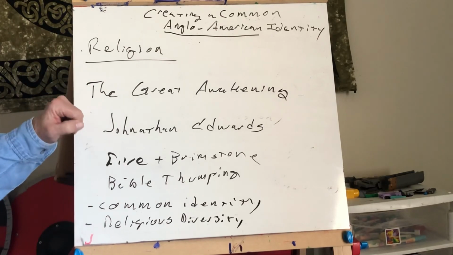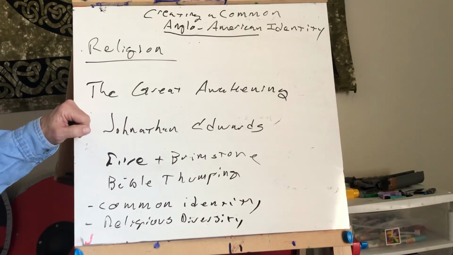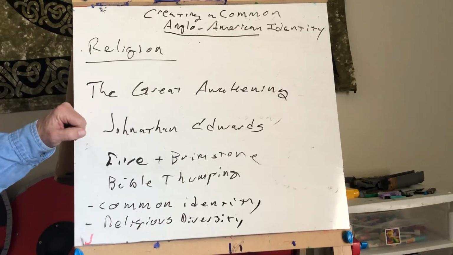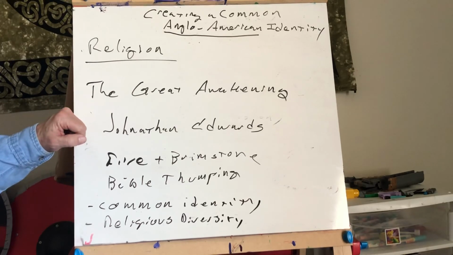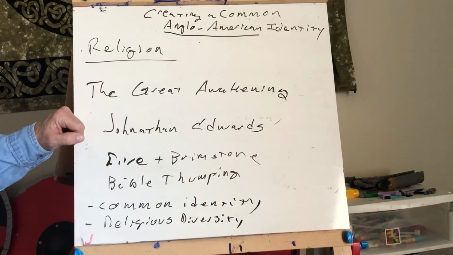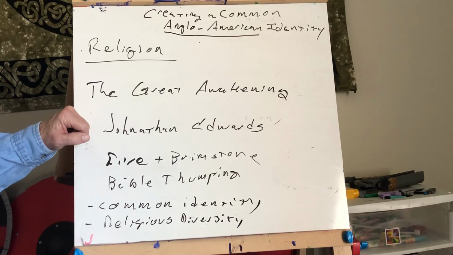Jonathan Edwards is a Calvinist, a Congregationalist, a Puritan, and that's going to lead to conversions in many areas outside of New England, and the spread of Calvinism in areas, particularly in the backcountry.